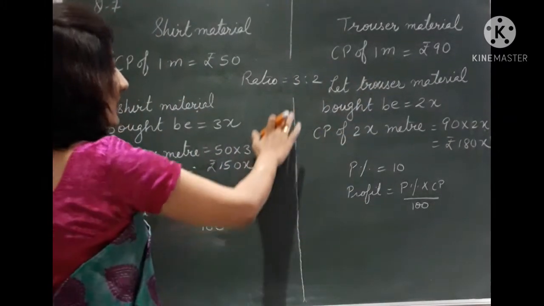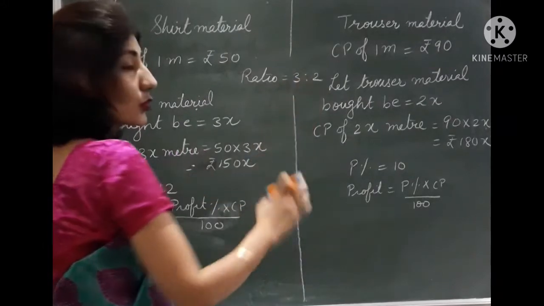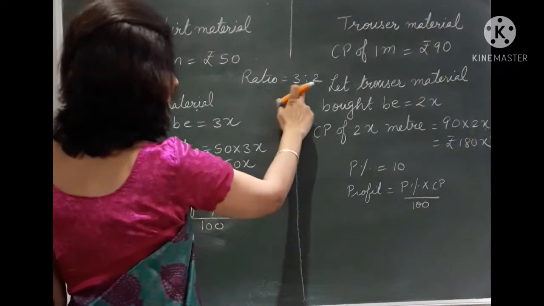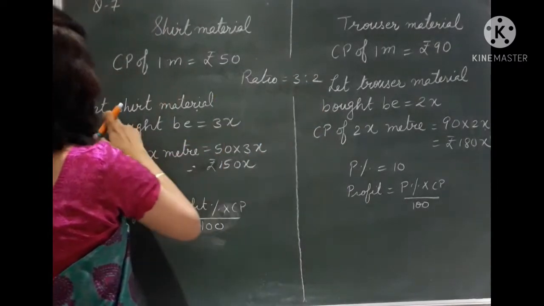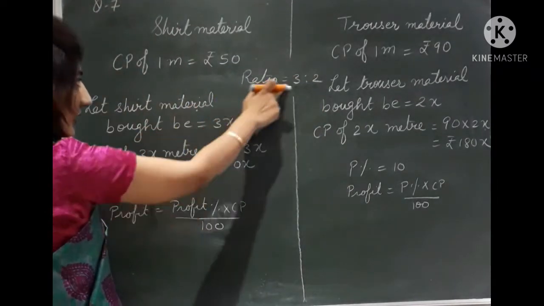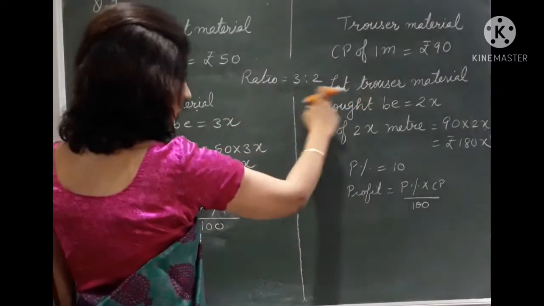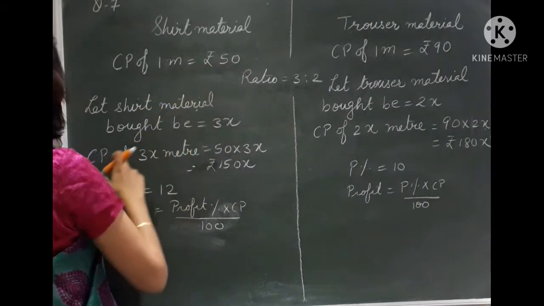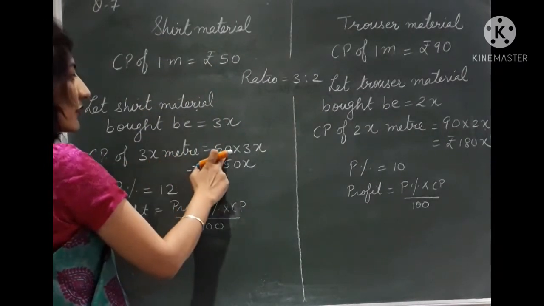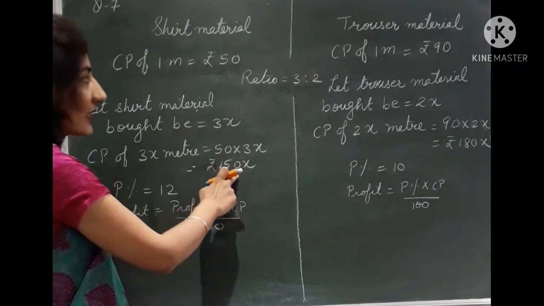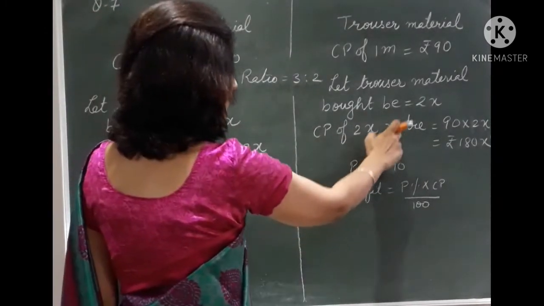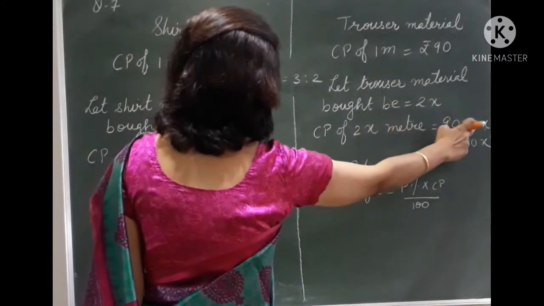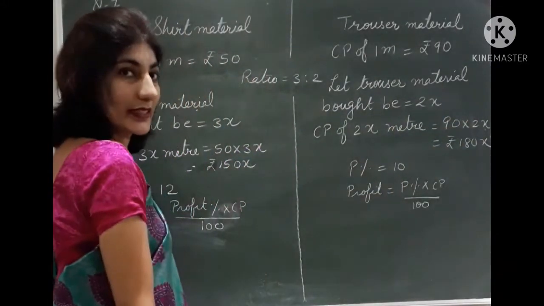Then they have said for every 3 meters of shirt he requires 2 meters of trouser. That means the ratio of shirt to trouser is given 3:2. So I will assume let the shirt material bought be 3x and the trouser material bought be 2x. Now cost price of 1 meter shirt is rupees 50. So cost price of 3x meters will be 50 into 3x, that is 150x. Cost price of 2x meters trouser, 1 meter trouser is 90. So 2x meters trouser will be 90 into 2x, that is rupees 180x.